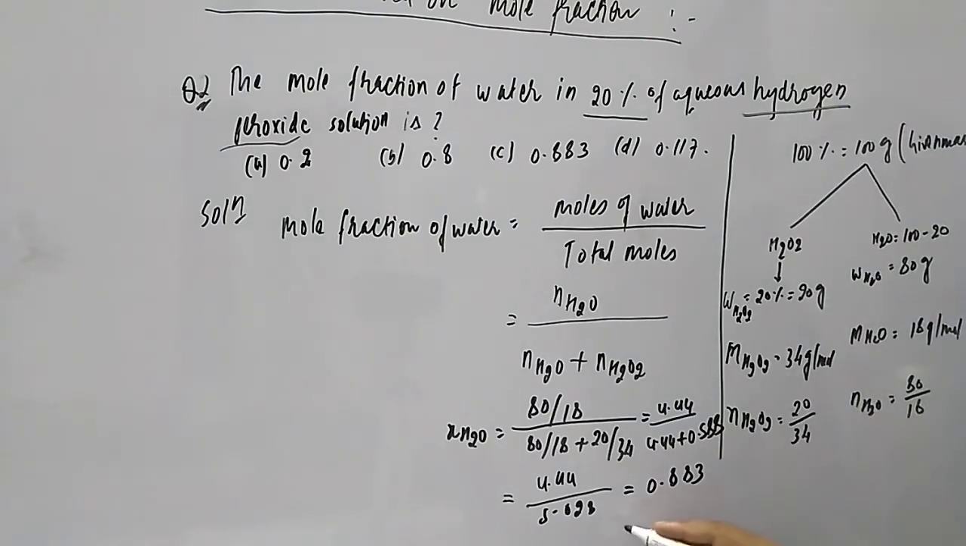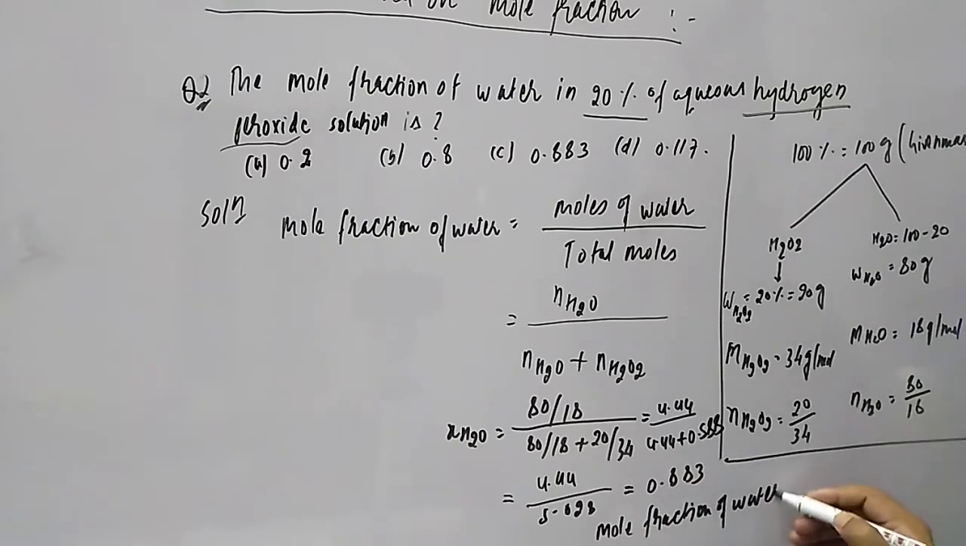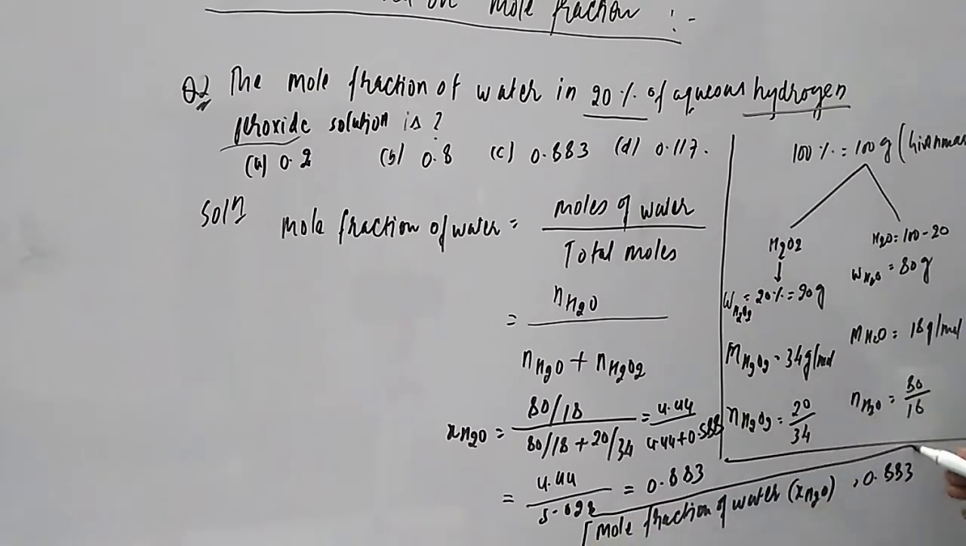So here it will come 0.883. So X of H2O, the mole fraction of water, how much is coming, student? It came 0.883. This is the mole fraction of water in hydrogen peroxide.